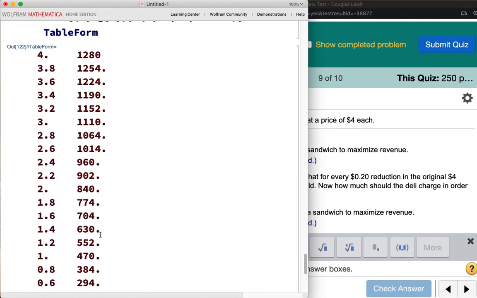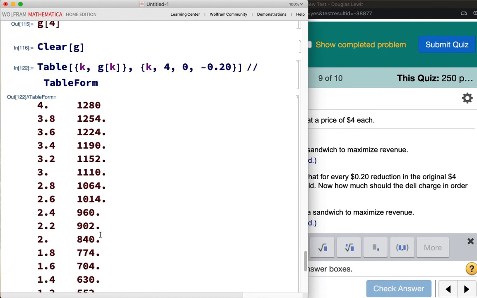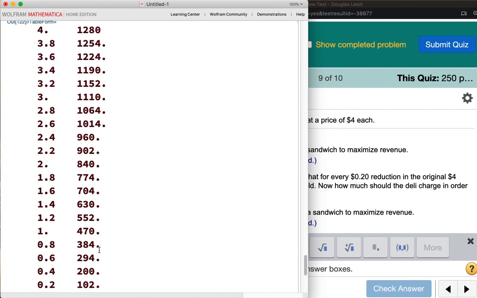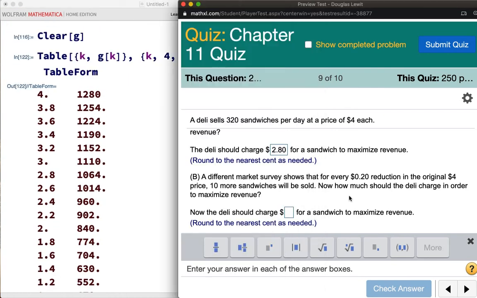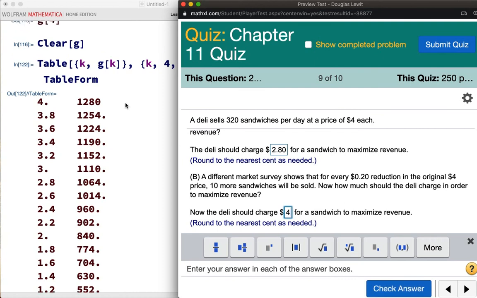Okay, so everything is really, if I decrease by 20 cents, really my profits immediately start to decrease. So here, the deli really has to charge $4 for a sandwich to maximize revenue.